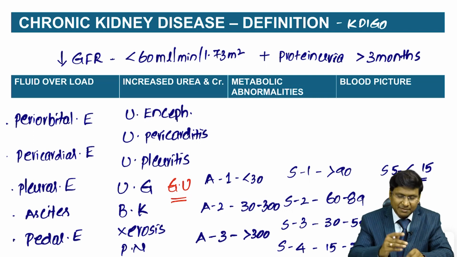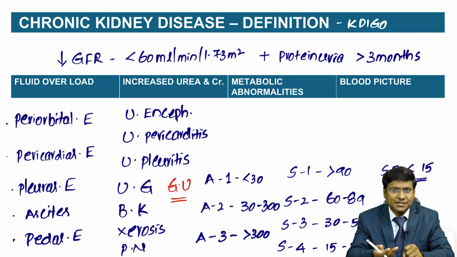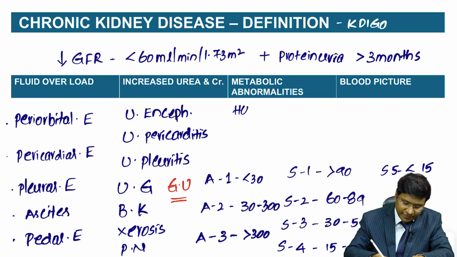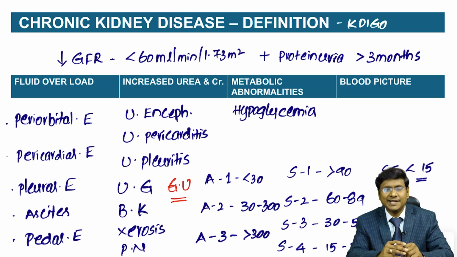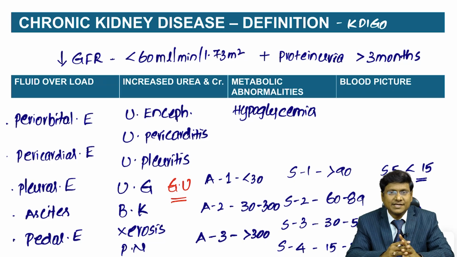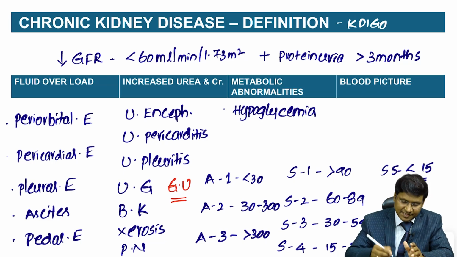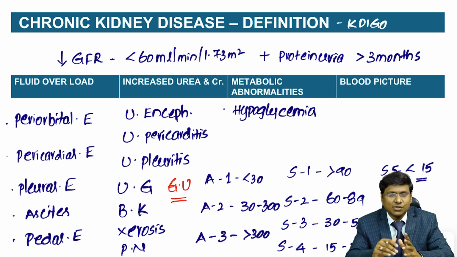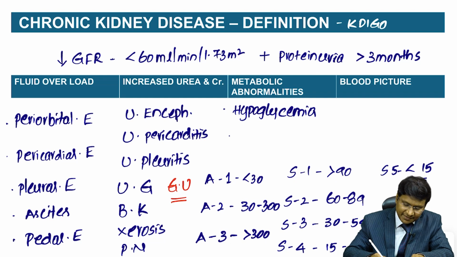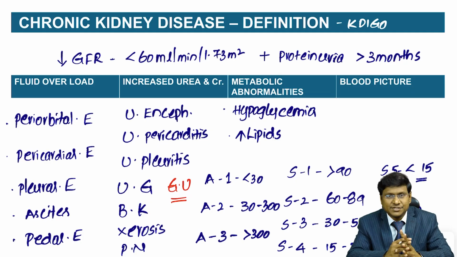Then you take the metabolic abnormalities. Metabolic abnormalities that you will have: there is a high chance of hypoglycemia in diabetic patients who are taking insulin with chronic renal failure. Why? Because insulin has to be excreted through the kidney. So once there is renal failure, the half-life of the insulin increases, and that will reduce the glucose levels, and that will result in hypoglycemia. And in chronic renal failure, there is also a decrease in lipoprotein lipase activity, and because of the decrease in lipoprotein lipase activity, there will be dyslipidemia. So there will be an increase in the lipids, right?